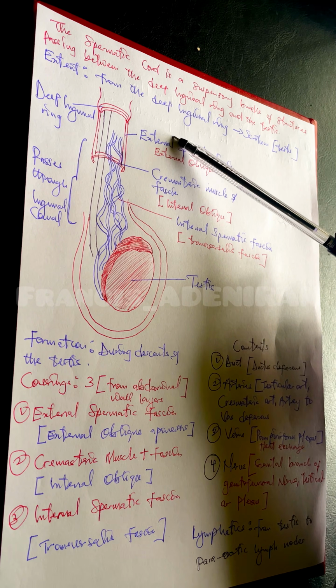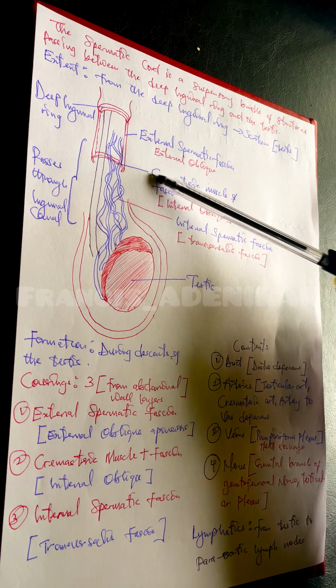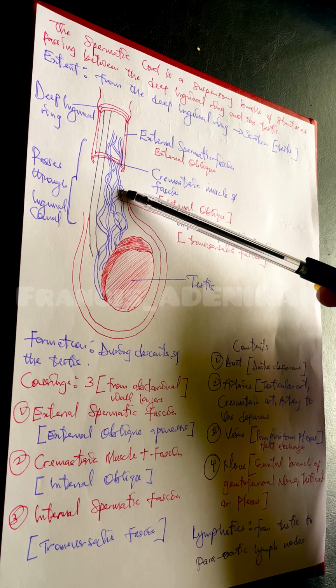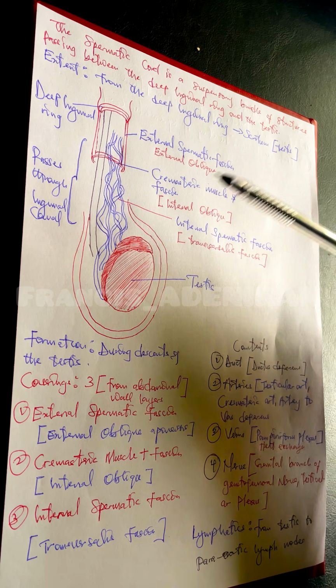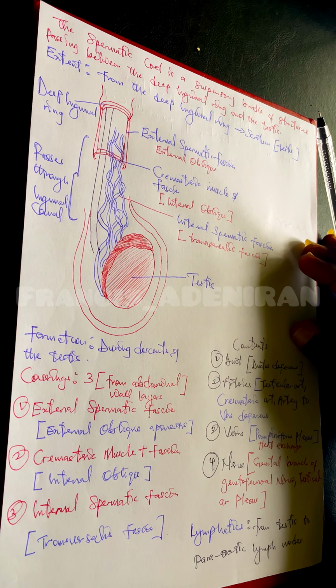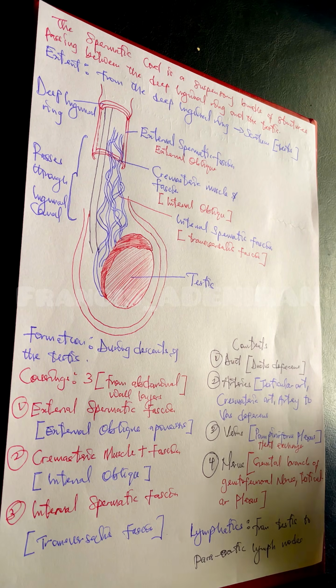The first one is the external spermatic fascia from the external oblique aponeurosis. The second one is the cremasteric muscle and fascia from the internal oblique. Then the third one is the internal spermatic fascia from the transversalis fascia. So let's go to the contents of the spermatic cord.